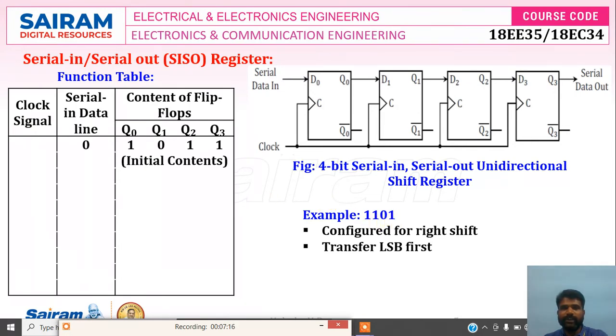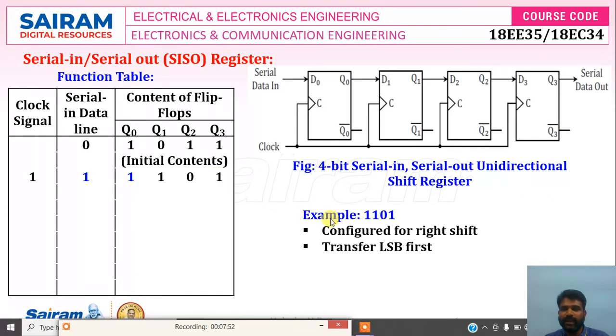As I said, first we need to transfer the LSB. So set this LSB into serial data in, that is 1, and once the clock pulse occurs, 1 will be loaded into the D0 flip-flop. The content of Q0 will be shifted to the D1 flip-flop. Again, the content of Q1 will be shifted to Q2, and Q2 will be shifted to Q3.